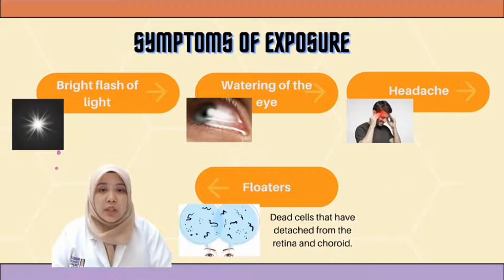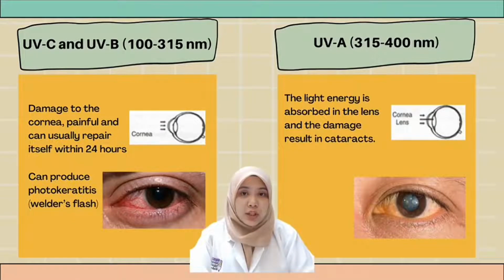In an eye that has been damaged by laser light, the first symptoms can be a bright flash of light, if a visible wavelength, followed by a watering of the eye, headache, and floaters. Floaters are dead cells that have detached from the retina and choroid. If the cornea has been damaged, there will be a sensation of grittiness, as if sand were in the eye. In some cases, there may be immediate pain at the site of exposure. Let's move on to the next slide.